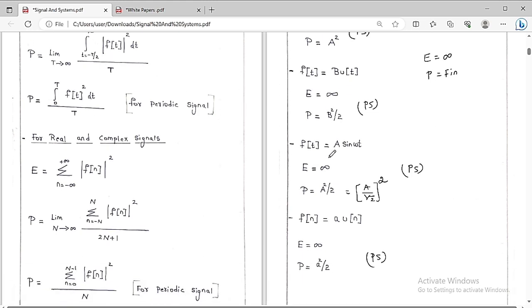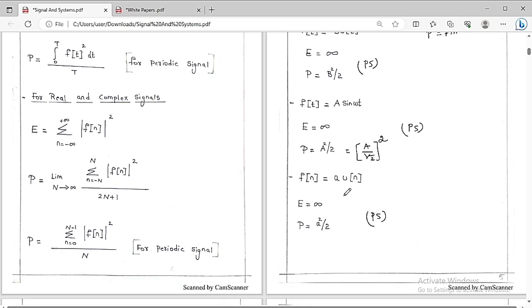Now let's go for the other signal, f of t is equal to a into sin omega t. This is a periodic signal. I've already told you that for a periodic signal, the energy is equal to infinity and power is equal to the RMS value whole square. RMS value is a by root 2. Taking the square of that, we get a square by 2. So you can see energy is equal to infinity and power is finite. So this is a power signal.